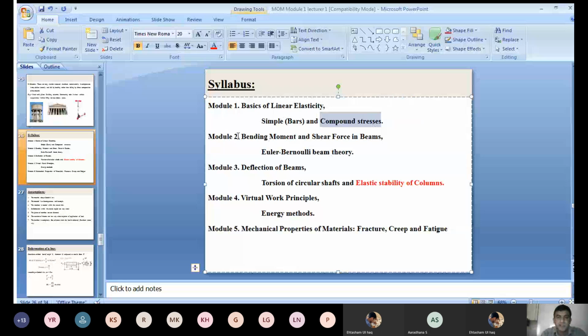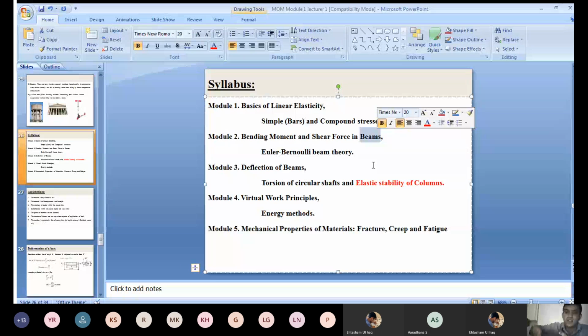Module 2 deals with what type of mechanical members? Here it is beams, meaning a member subjected to a transverse load. If a transverse load acts on the component, what type of forces act on the cross sectional area? Tangential to the surface area, so shear forces are induced. At the same time, the transverse load tries to bend the component, so bending moment occurs. Bending moment is force into distance.